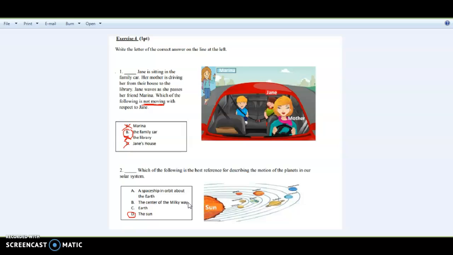Now the Earth, yes, we can describe the motion of the other planets with respect to the Earth, but finally they play the same role in the same system, the solar system. So actually what is really the best reference is the sun, because they all rotate around it, and it's permanently in the center of the solar system. That's why we choose the sun to be the best reference for describing the motion of the planets.